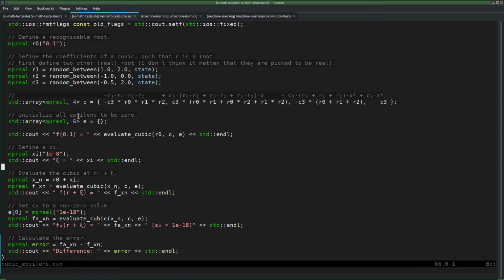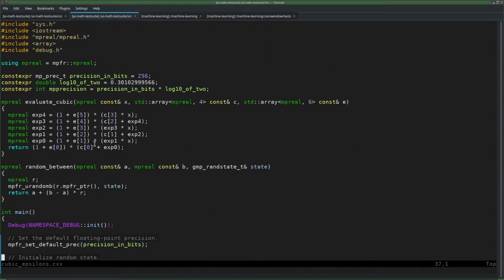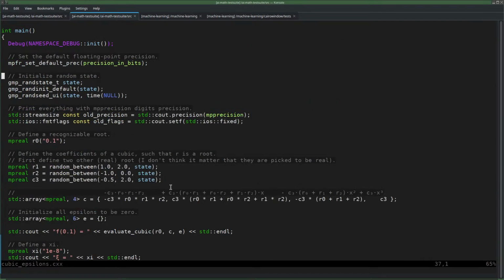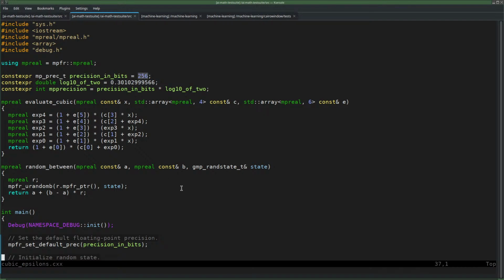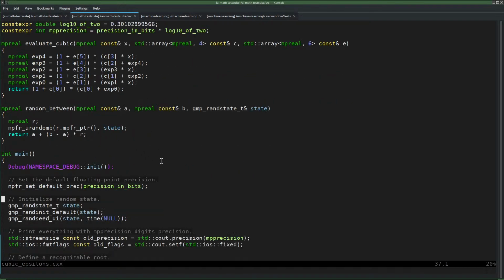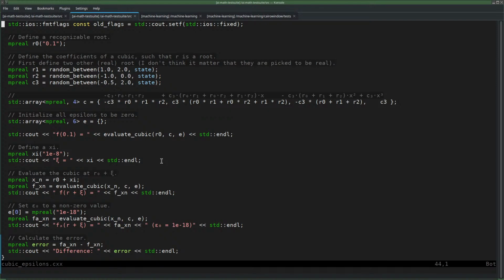I start with all epsilons at 0. And I have a function that evaluates the cubic according to the description, namely this. It's also given in the description, but using a precision of 256 bits. So, yeah, not doubles. And this is a root, right? So if you evaluate it with all 0 epsilons, then the result should be 0. That's the definition of a root, and it is. This prints 0.